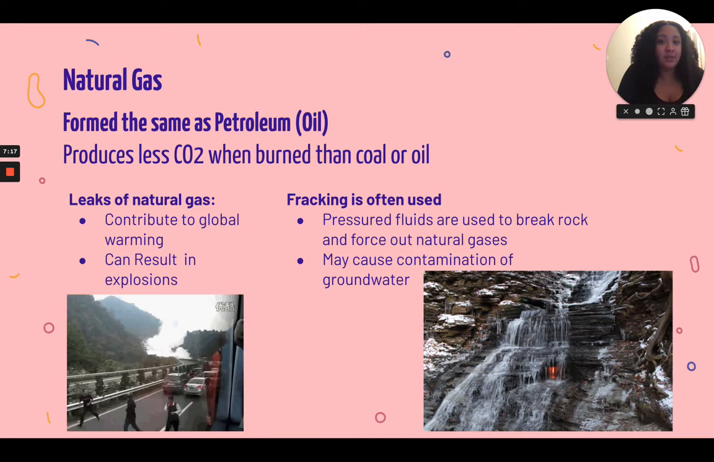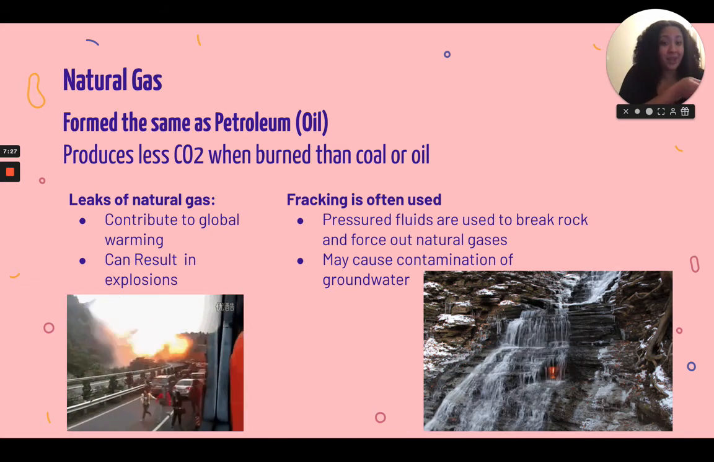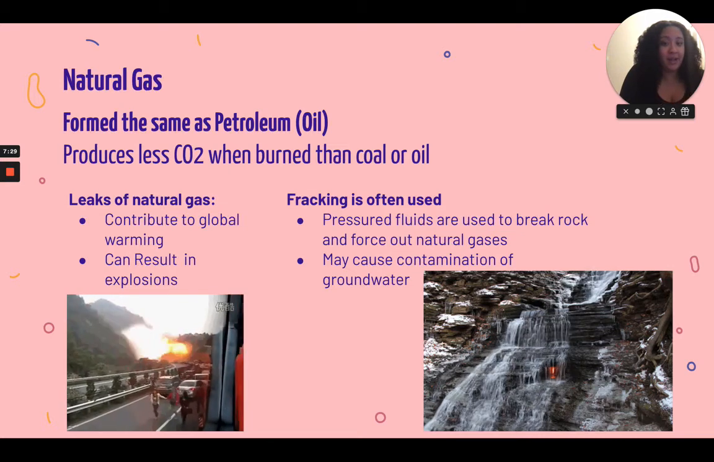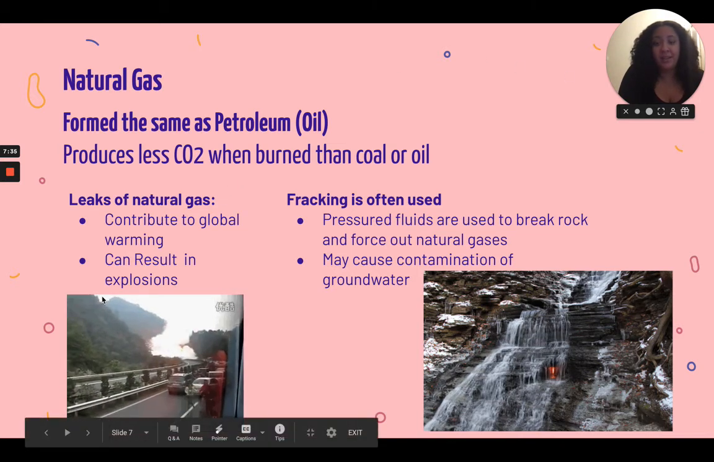Fracking is used. So the pressured fluids are used to break the rock and force out natural gases, which again is not great for our pollution. It can cause contamination of groundwater. Okay, so there's lots of cons to using natural gas.